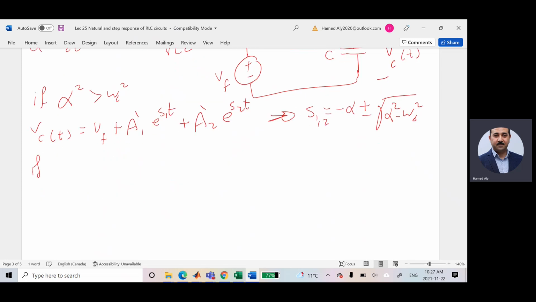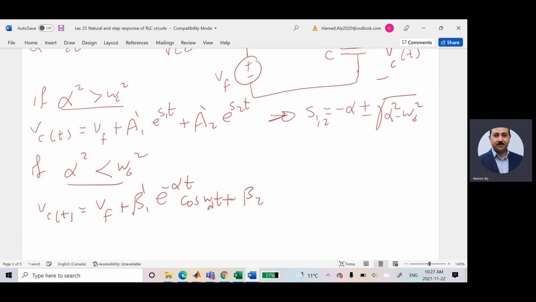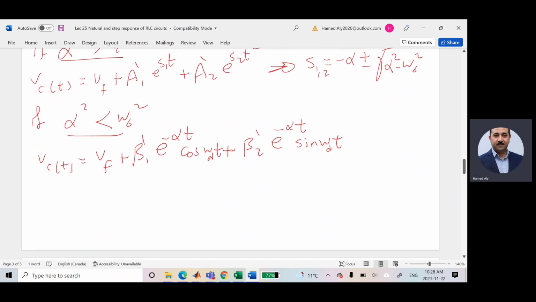If alpha square is less than omega square, at that time VC of t is equal to VF plus beta 1 prime times e to the power negative alpha t multiplied by cosine omega dt plus beta 2 prime times e to the power negative alpha t times sine omega dt. Again, what's omega d? Omega d is equal to the square root of omega square minus alpha square.